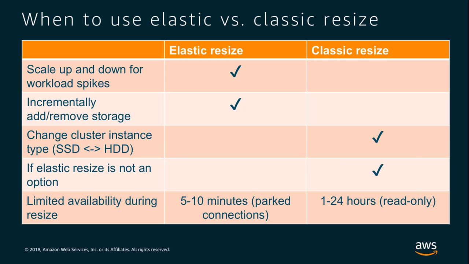to an HDD-based instance, an example could be when your data sizes are increasing and you want to move from DC2.8xlarge to DS2.8xlarge. In that case, you would want to use classic resize. Or if Elastic Resize is not an option available, then you also use classic resize.